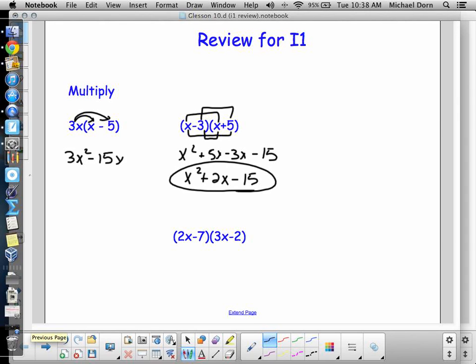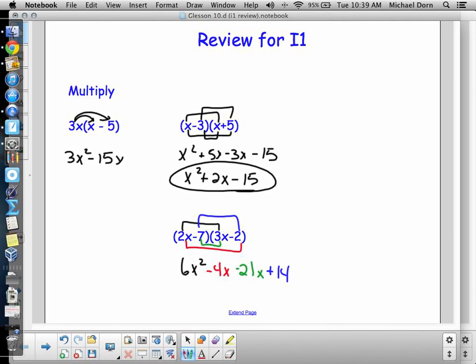It's no different when I have numbers in front. It's just we get bigger numbers. First, 2x times 3x gives me 6x squared. Outside, 2x times negative 2 is negative 4x. Inside, negative 7 times 3x is negative 21x. Again, I have to be very careful with my signs, watching my positives and negatives very carefully. And finally, last, negative 7 times negative 2 is a plus 14. And then we can combine terms: 6x squared minus 25x plus 14.